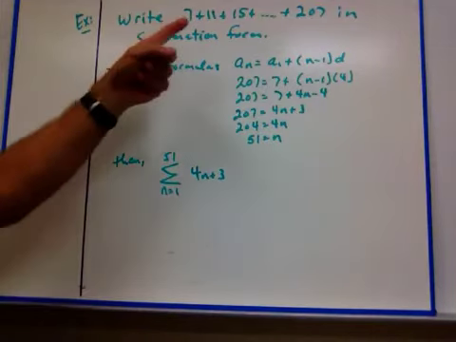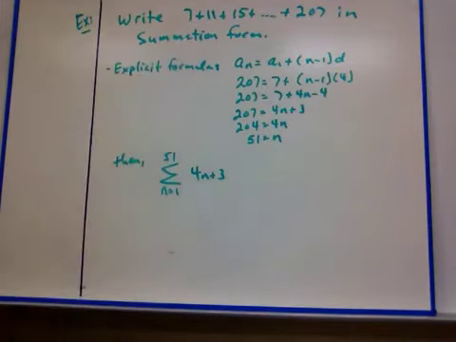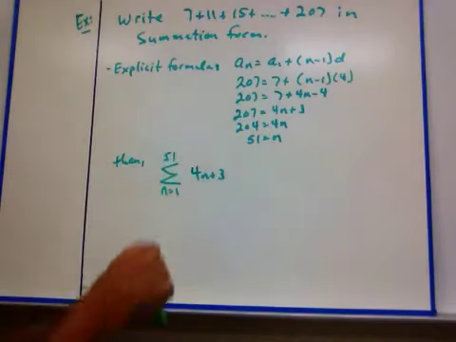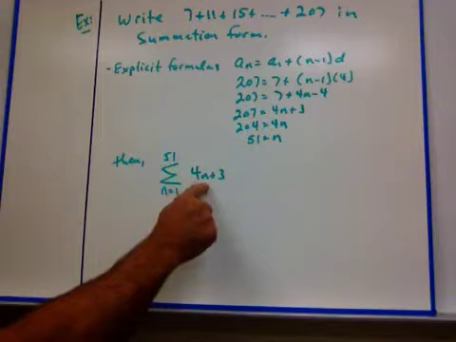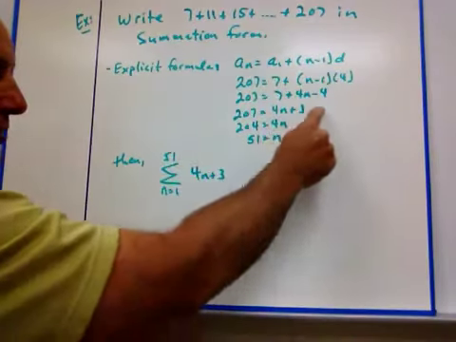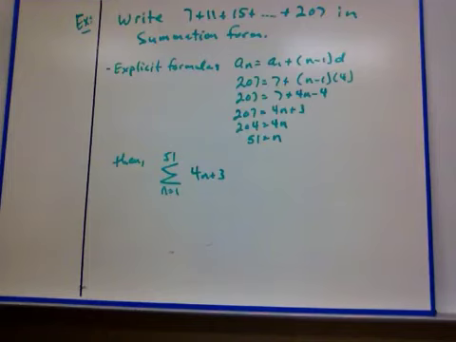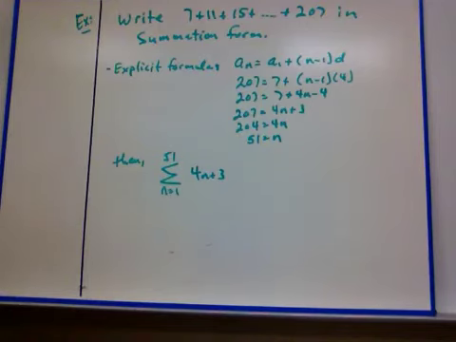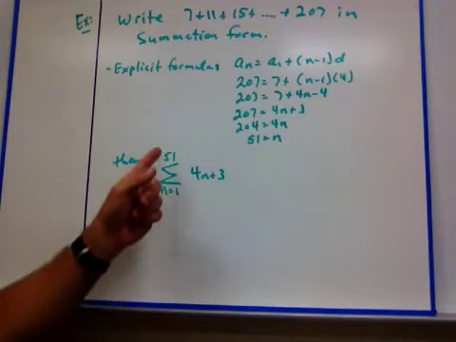So if I want to write it in summation form, I'm going to go from 1 to the 51st term, which we just showed is 207. And then in here is the explicit formula. It's this part right here, which turned out to be 4n plus 3 when we simplified it. That's the word I was looking for. So there it is in summation form.